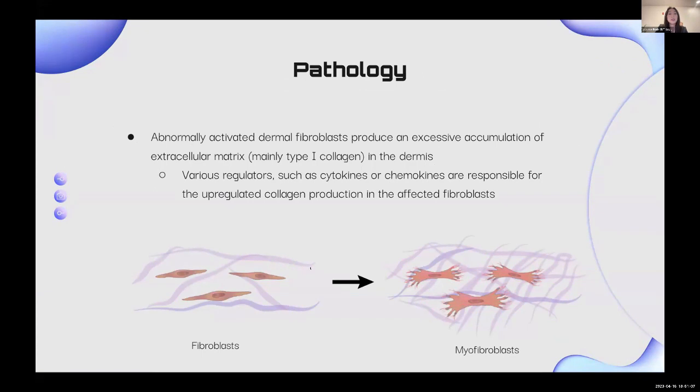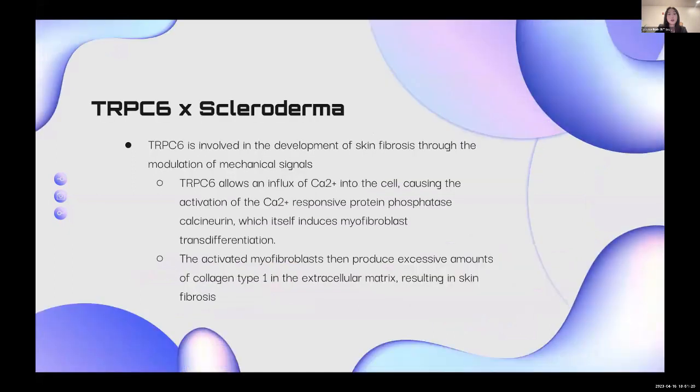Now, fibroblast transdifferentiation into myofibroblasts is necessary for cutaneous wound healing and tissue remodeling. However, in scleroderma, abnormally activated dermal fibroblasts produce an excessive accumulation of extracellular matrix, mainly type 1 collagen, in the dermis, which results in progressive tightening of the skin. And research has shown that TRPC6 is involved in the development of skin fibrosis through the modulation of mechanical signals.